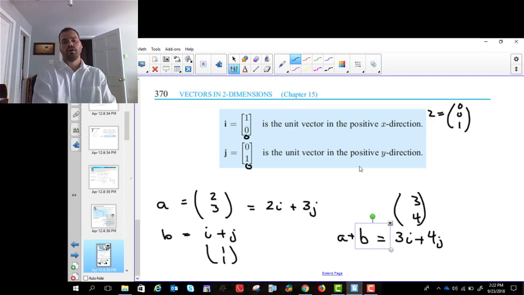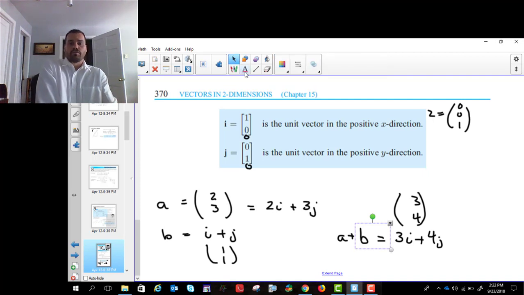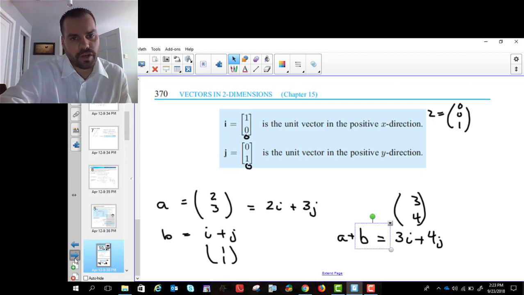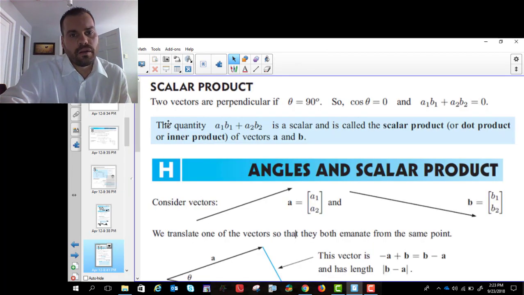So very similar, not hard to understand, I don't think, in terms of what you're doing, but just understand that these i's and j's are special and they mean something. They mean a unit vector, and they mean a unit vector that has a magnitude of 1 in the x direction, excuse me, or the y direction, or the z direction. So that's the concept of a unit vector. All right? And you're going to see some questions that ask you about that.